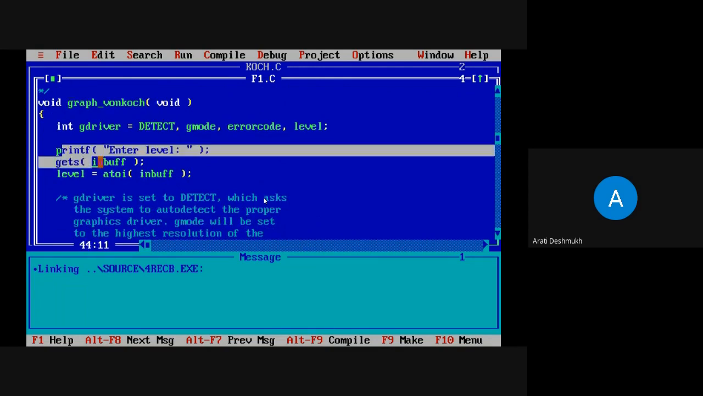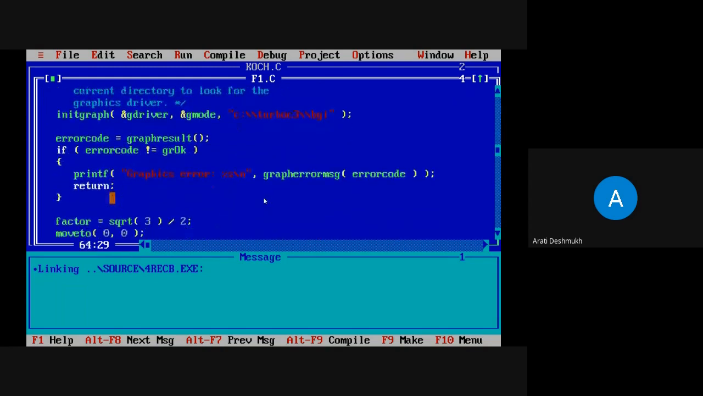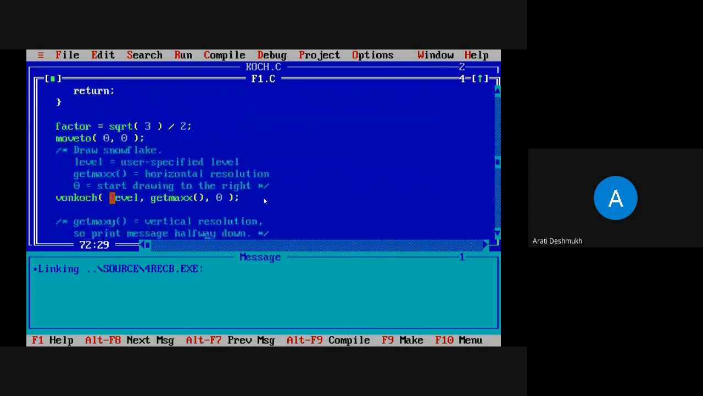For that, first we have to enter the level of the Koch curve. If we enter 1, then there will be only one line. Like that, we can enter up to 5 levels. For this, we have to use a factor, which is the square root of 3 divided by 2, and we are using move to, like in the Hilbert curve. Then we call this function again and again: level, get max x, and 0.